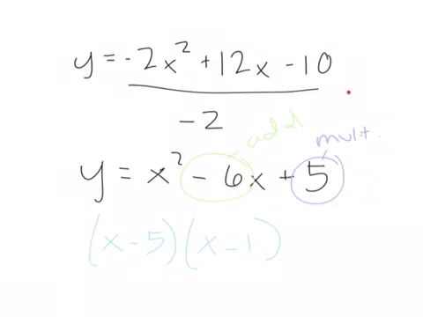So this is the equation that we've been using for most of this chapter. Yeah, really original. It's y equals negative 2x squared plus 12x minus 10. We're going to start by dividing it by negative 2 just to simplify it because we don't need all the extra numbers. After we divide that by negative 2, it's going to give us y equals x squared minus 6x plus 5. And we're going to factor that by finding two numbers that add to negative 6 but multiply to positive 5. So I came up with x minus 5 and x minus 1.